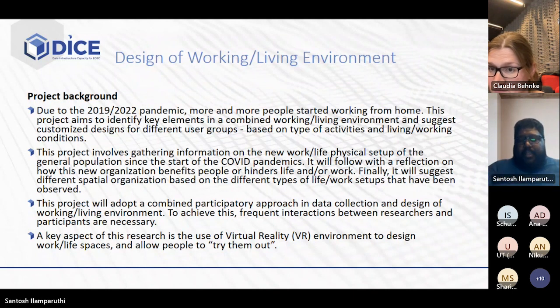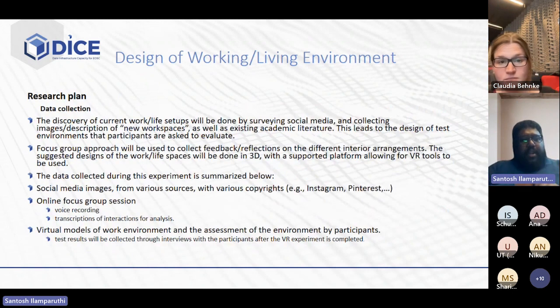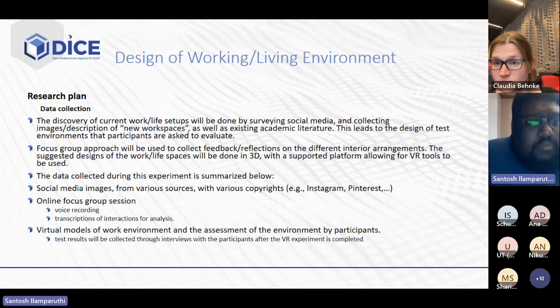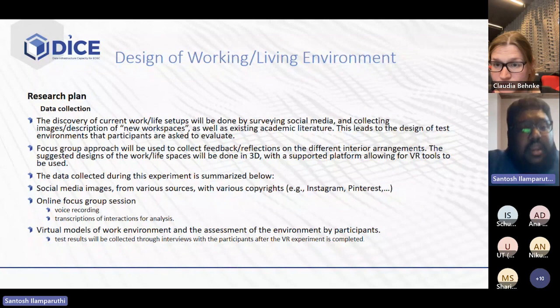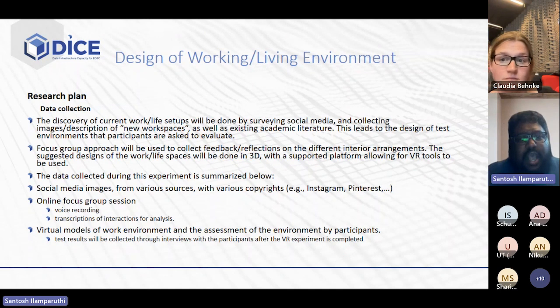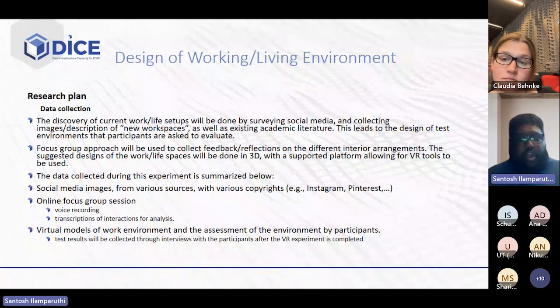Okay. Don't worry if you're reading the text. There's a separate document where, when you're actually discussing, you'll be able to look at the text as much as you like. Okay, so we have 2 more sections on the research plan, both data collection and data publishing. So, data collection. The discovery of current work-life setups will be done by surveying through social media and collecting images and descriptions of new work spaces, as well as existing academic literature on it.